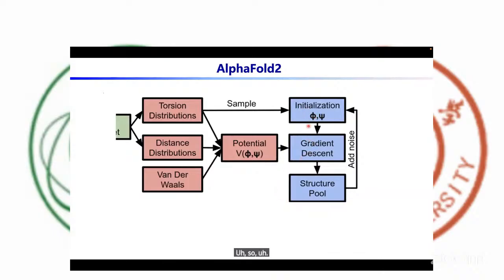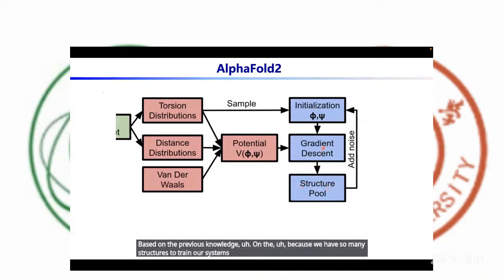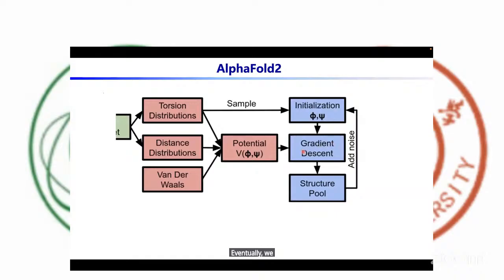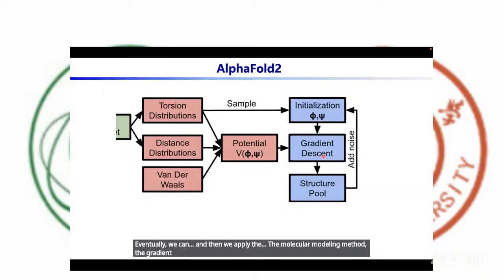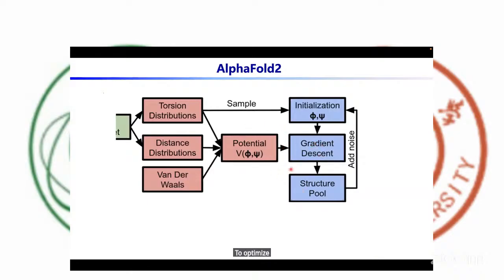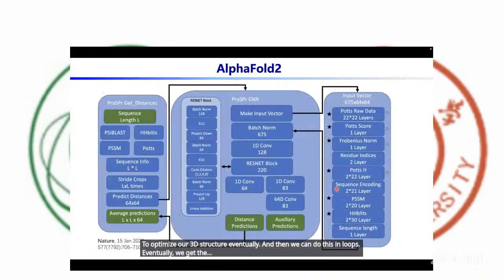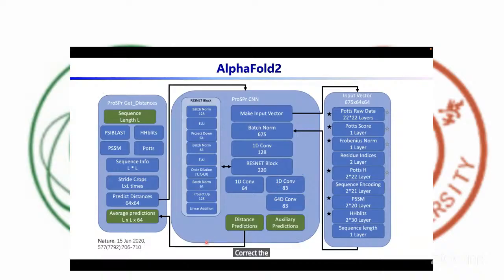In this way, because we have the initial phi-psi angles based on the previous knowledge, and because we have so many structures to train our systems, eventually we apply the molecular modeling method, the gradient descent method, to optimize our 3D structure, and then we can do this in loops. Eventually, we get the correct final answer.